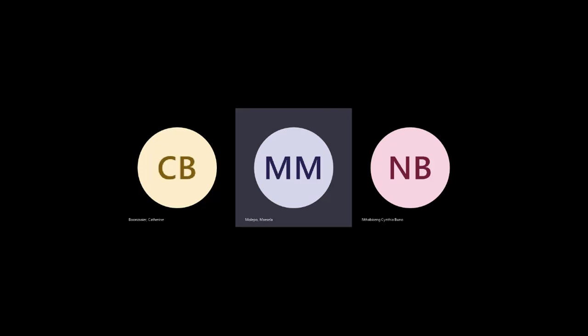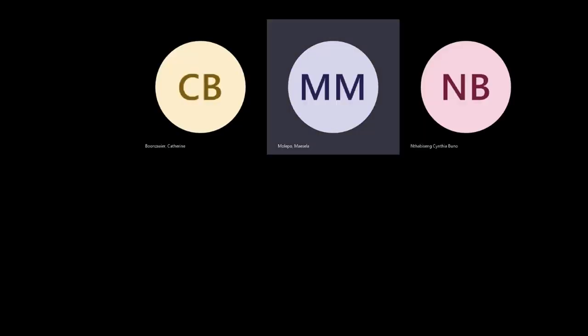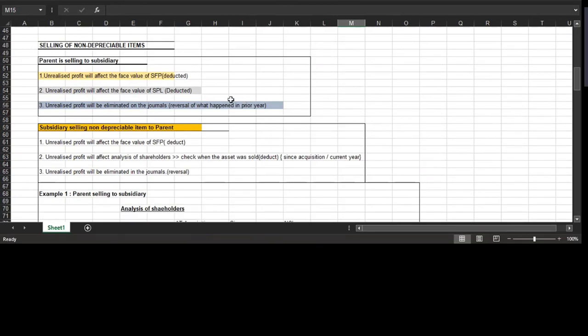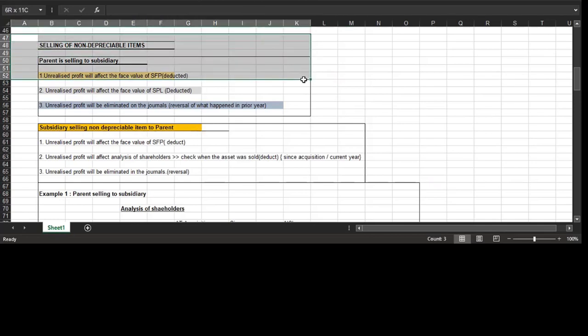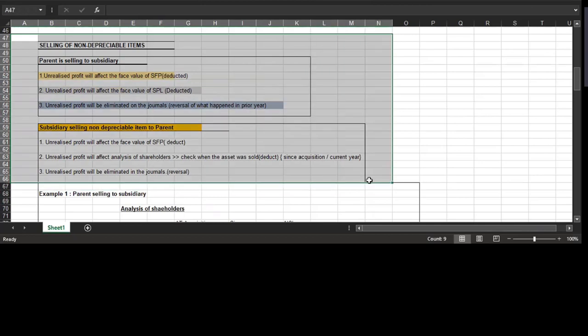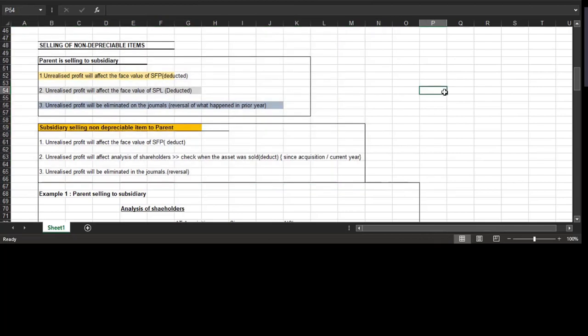So we've got example 5, where the parent is selling a non-depreciable asset to the subsidiary. I'm going to share my Excel. Then we've got example 5. The parent is selling a non-depreciable asset to the subsidiary. Please write these things: parent selling to subsidiary and also subsidiary selling to parent. I will require you to write this part. Yes, please write it, and then from there we'll continue.